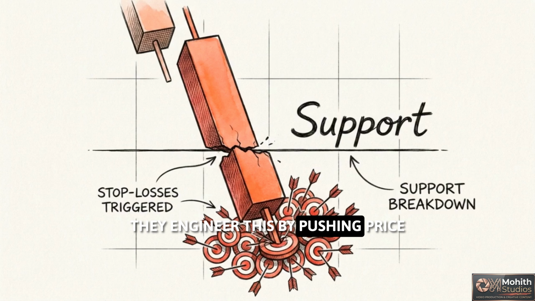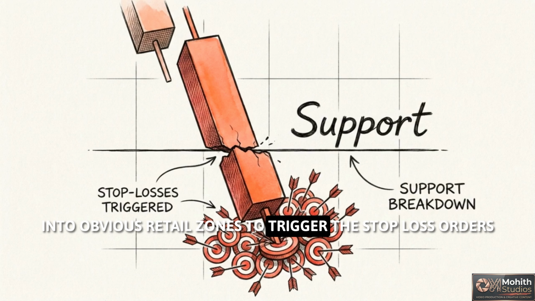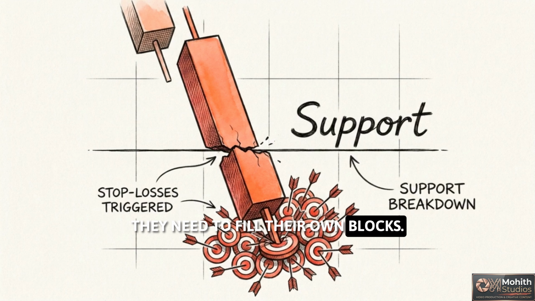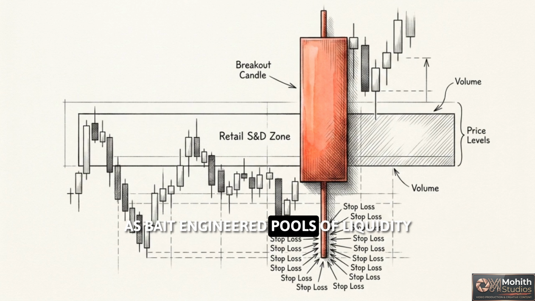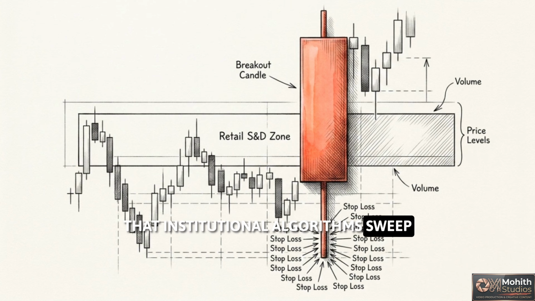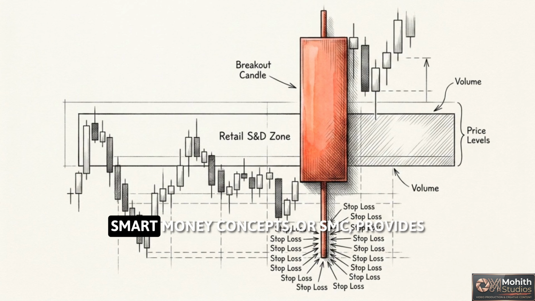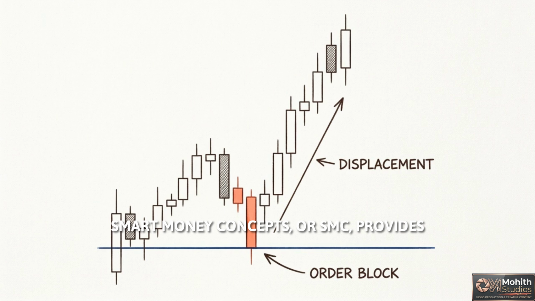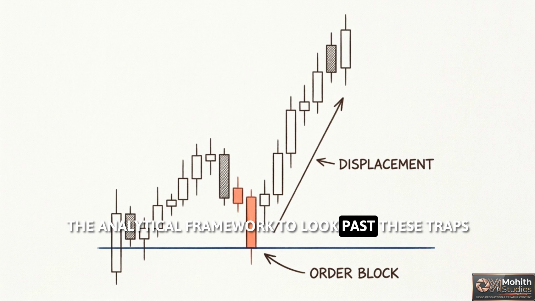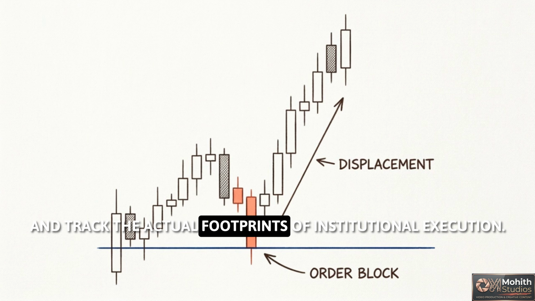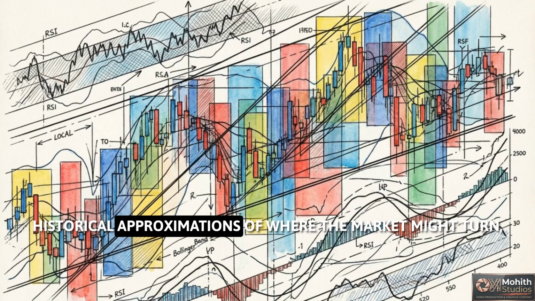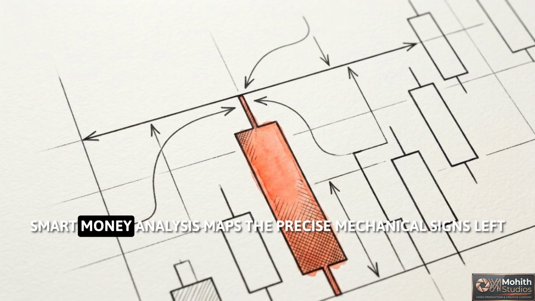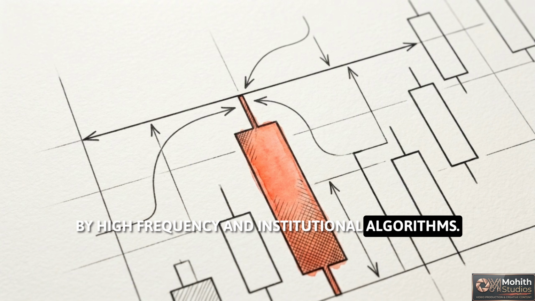They engineer this by pushing price into obvious retail zones to trigger the stop-loss orders they need to fill their own blocks. Traditional supply and demand zones are often used as bait, engineered pools of liquidity that institutional algorithms sweep to fund their real directional moves. Smart Money Concepts, or SMC, provides the analytical framework to look past these traps and track the actual footprints of institutional execution. While retail traders rely on broad historical approximations of where the market might turn, smart money analysis maps the precise mechanical signs left by high-frequency institutional algorithms.